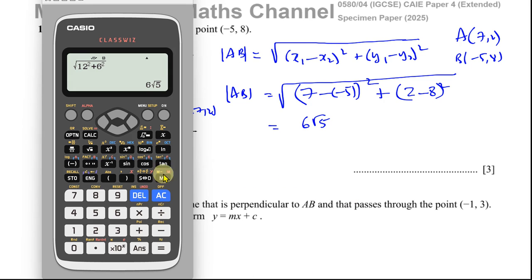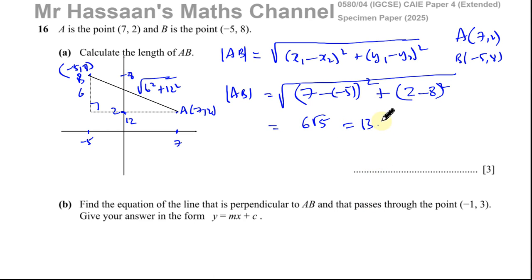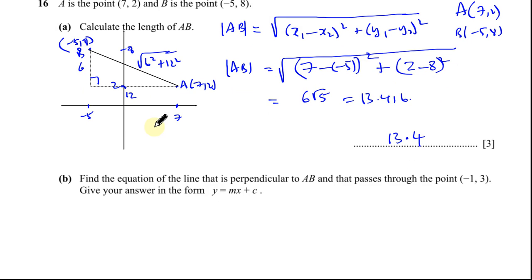And then we round it to 3SF, because it's not an exact answer. That gives you 13.416. So I can write down 13.4 units. That's the length of AB, rounding to 3SF at the end. So there's part A done using the length formula, which is based on Pythagoras' theorem, just for your information.